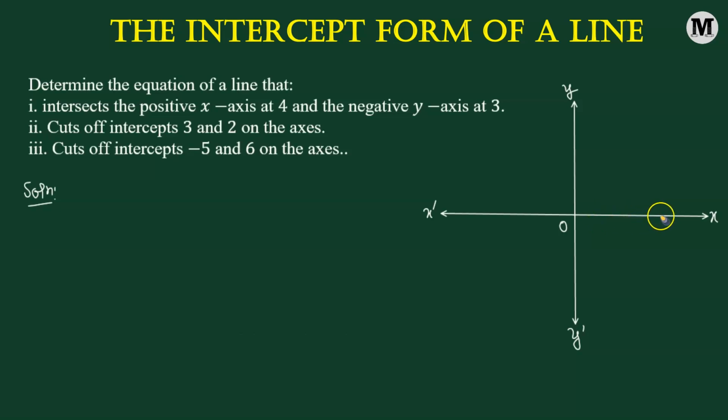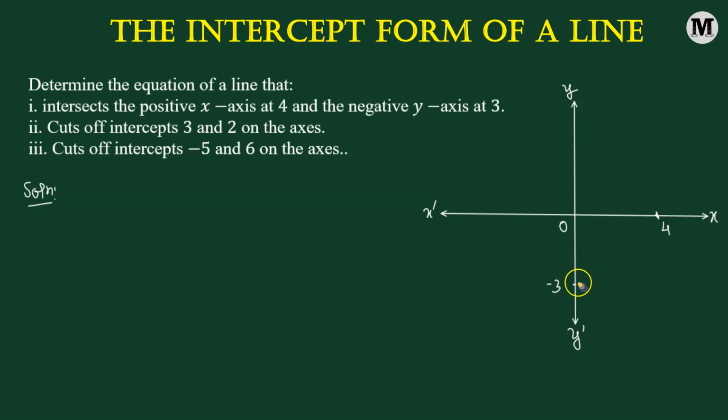It's going to pass through the x-axis such that it meets the x-axis at 4, meaning that this particular point of intersection is going to be 4 units to the right of the origin O. And then we have negative 3 units below the origin, or below the x-axis, meaning the line is going to pass through the point on the negative y direction of the y-axis, such that it cuts off negative 3 units along the y-axis.